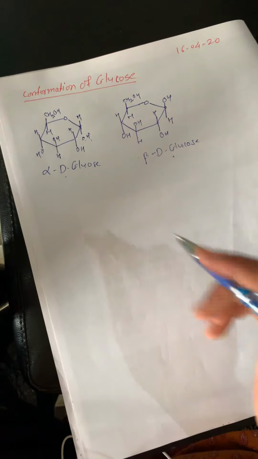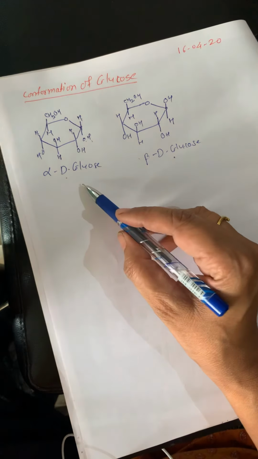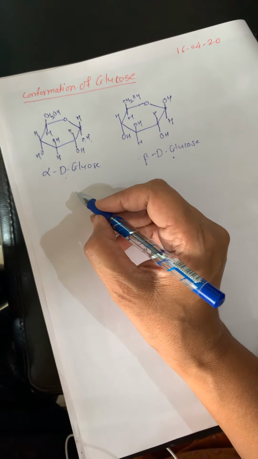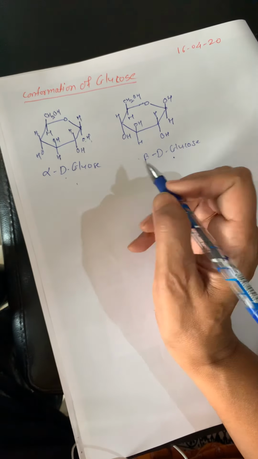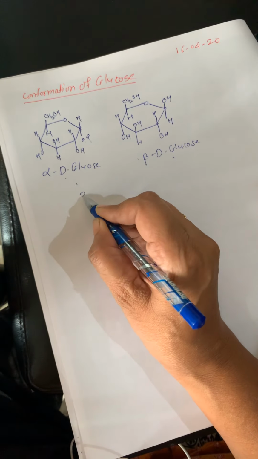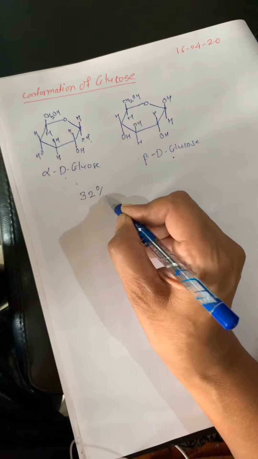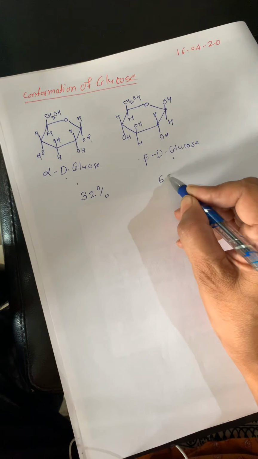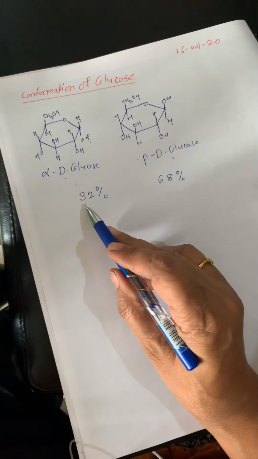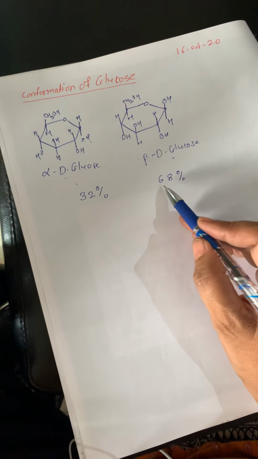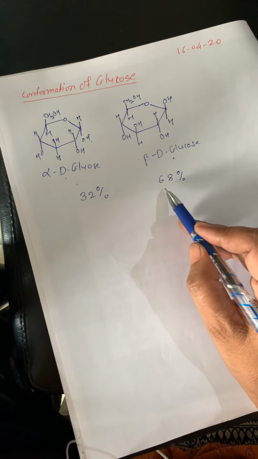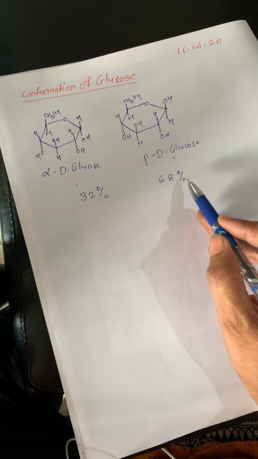Then we have seen in the case of mutarotation, alpha glucose gives a mixture of alpha glucose and beta glucose. So there is a change in the specific rotation, and alpha glucose exists in 32%, whereas beta glucose exists in 68%. In the equilibrium mixture, alpha glucose is 32% and beta glucose is 68%. The equilibrium mixture has the larger percentage of beta glucose.